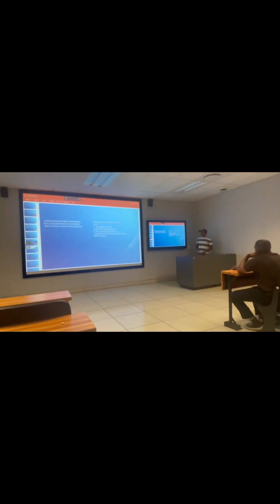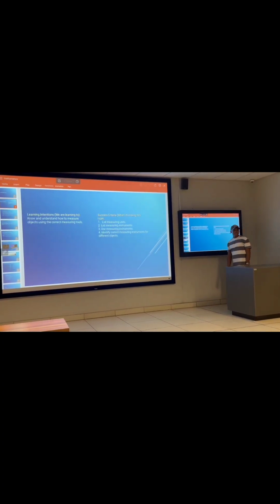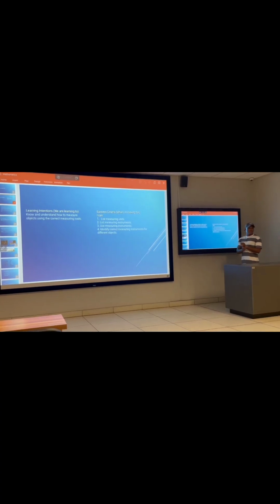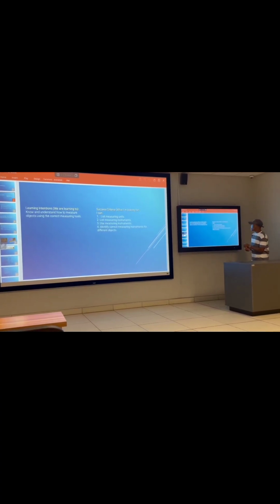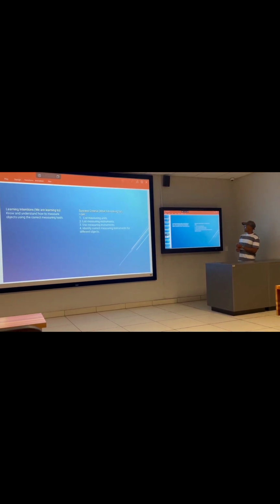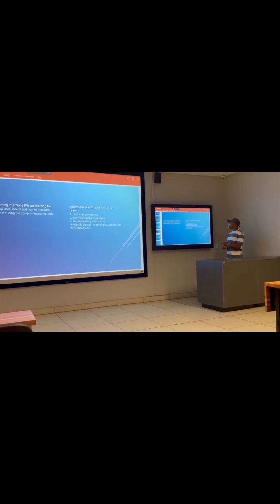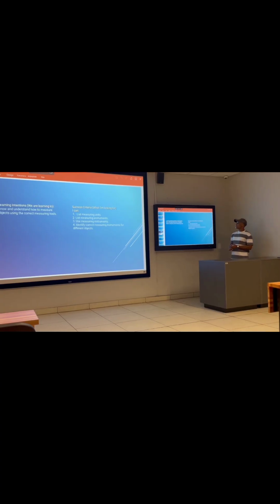Then our success criteria. I can use measuring units. Number one, I can list measuring units, meaning that by the end of the lesson you should be able to list measuring units. The second one, I can list measuring instruments. You will also be required to list measuring instruments. And then the third one, I can use measuring instruments.